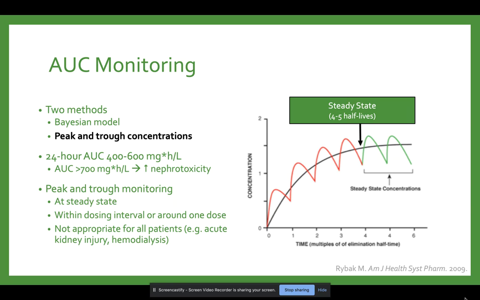We can check a peak 1 to 2 hours following the end of our vanco infusion, and then we'll continue trough monitoring, and this will allow us to extrapolate the area under the curve. Again, we want 400 to 600, and we don't want to push the AUC too high because that increases our risk of causing acute kidney injury.